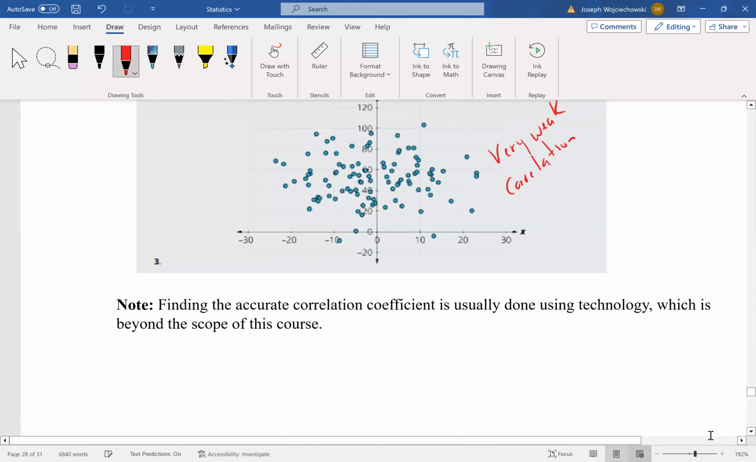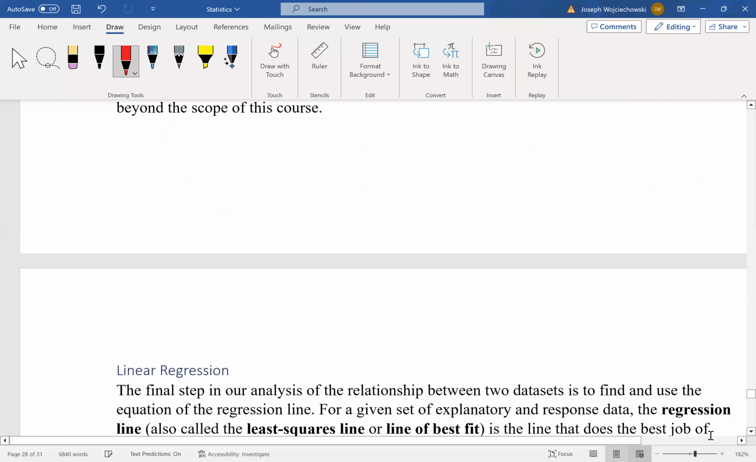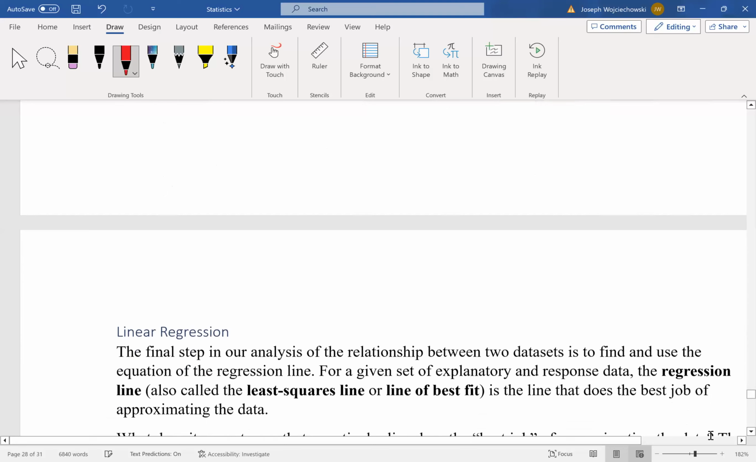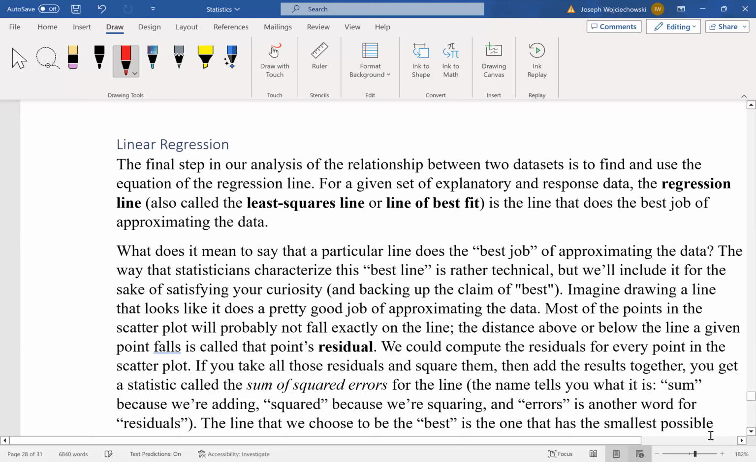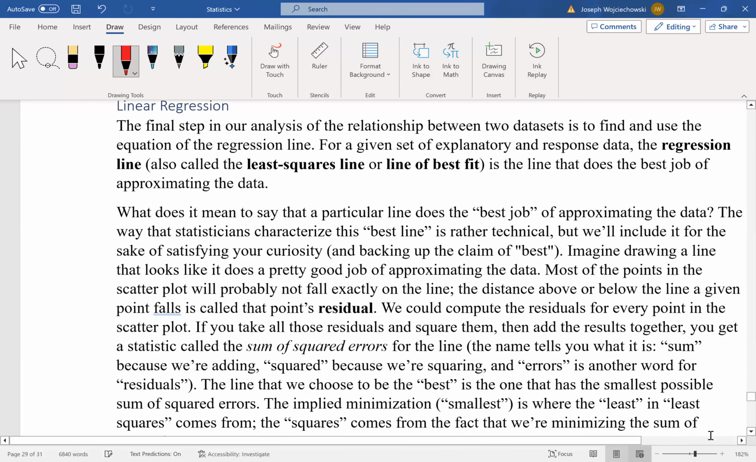Now, finding an accurate correlation coefficient is frequently done using technology, which is, of course, beyond our scope. We're not going into technology. But there is something called linear regression. This is the final step in our analysis of the relationship between two data sets: to find and use the equation of a regression line. We're given a set of explanatory and response data. The regression line, also called the least squares line or line of best fit, is the line that does the best job of approximating the data.